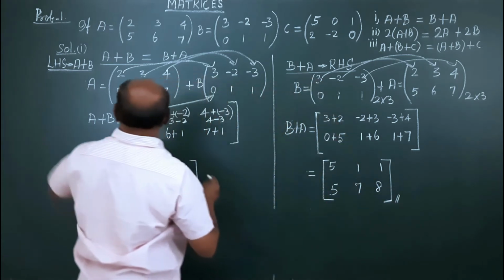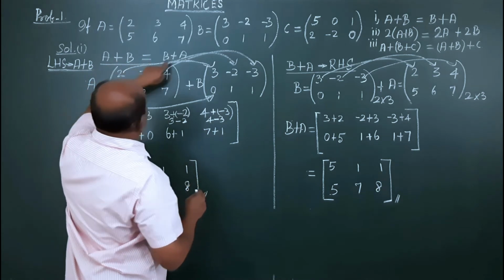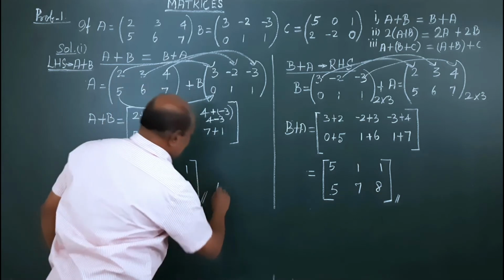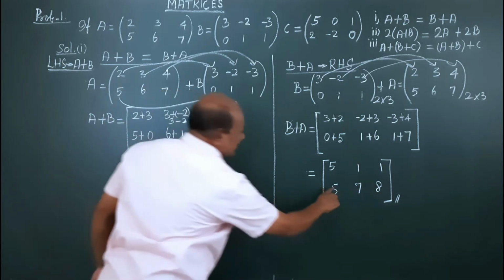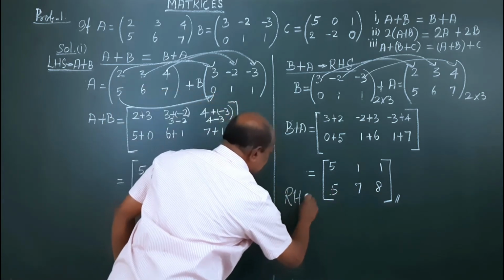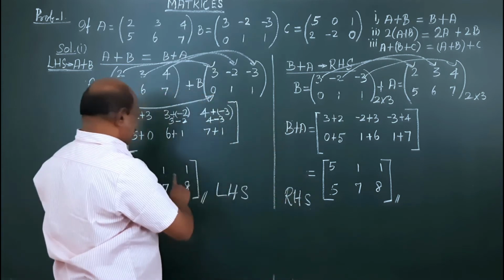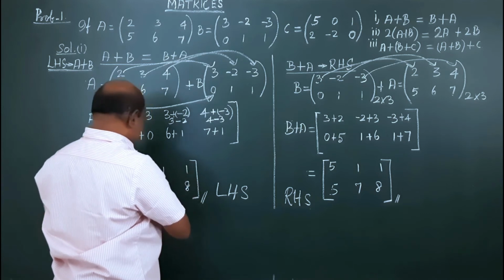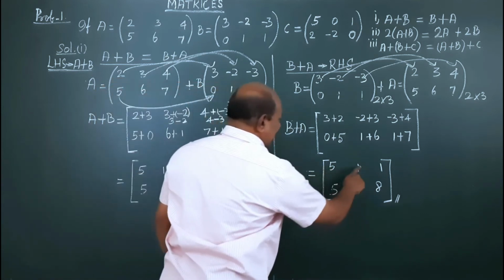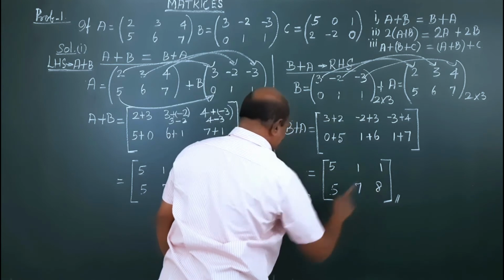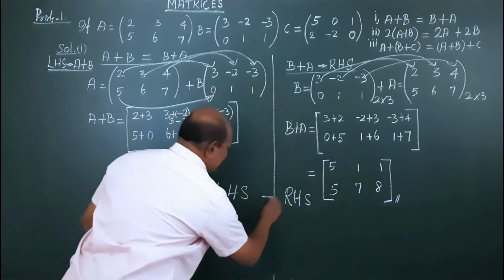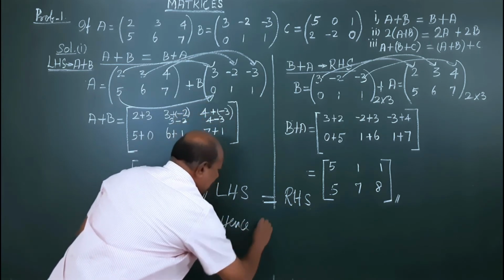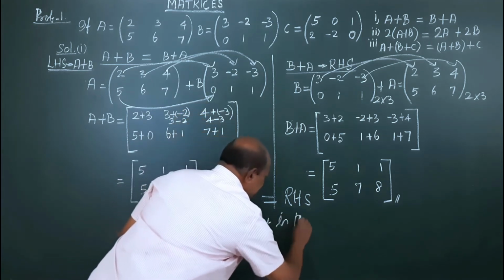Now you look here. A plus B equal to B plus A. We have to prove that. This is the left hand side. Now this is the right hand side. Now you have to compare both the answers. Here 5, 1, 1, 5, 7, 8. Like that, 5, 1, 1, 5, 7, 8. Now left hand side equal to right hand side. Hence it is proved.